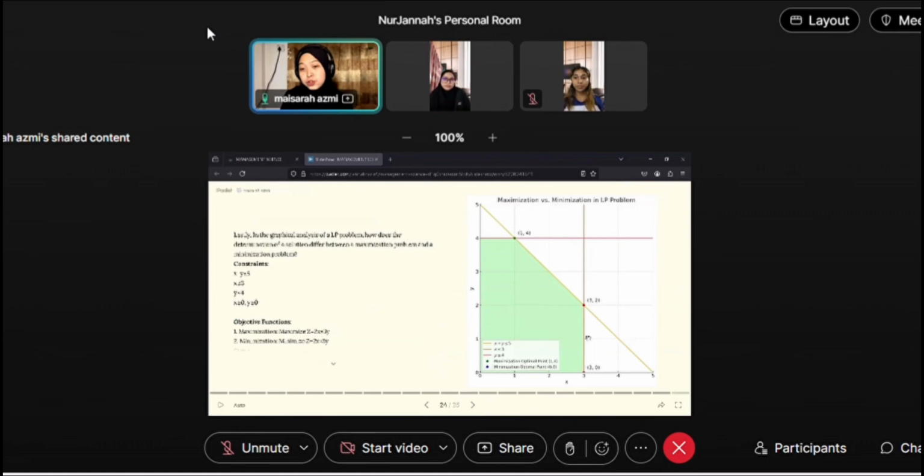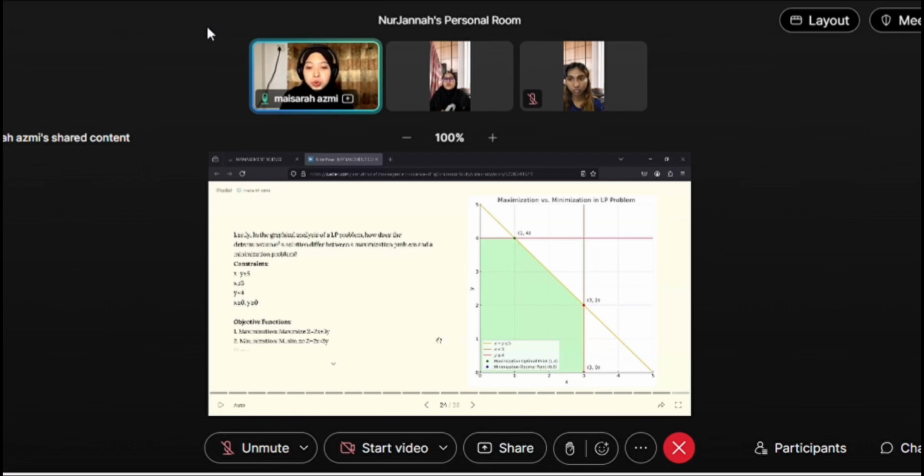Our problem has these constraints. The first one, x plus y less than or equal to 5. The second one is x less than or equal to 3. The third one, y less than or equal to 4. And the last one, x greater than or equal to 0 and y greater than or equal to 0. The objective function we are using is for minimization: minimize z equals 2x plus 3y.